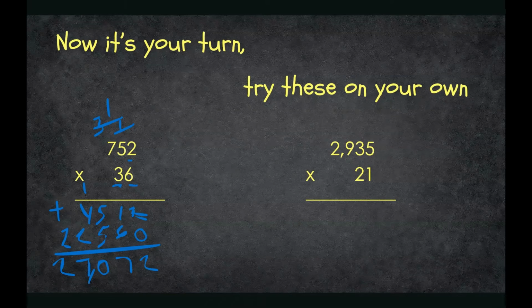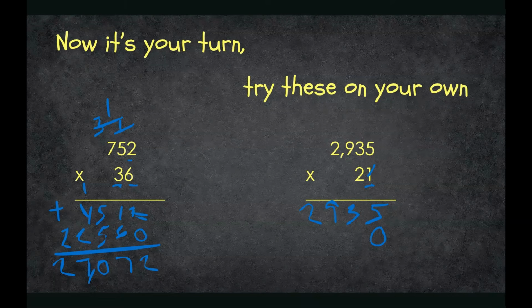2,935 times 21. Now, this one's pretty easy. 1 times 5, 5. 1 times 3, 3, 1 times 9, 9, 1 times 2, 2. Notice our numbers stayed exactly the same because of our rule. When we times things by 1, it does not change. Now that I'm done with the ones, I'm going to cross that out. I'm going to add my 0 for my placeholder.